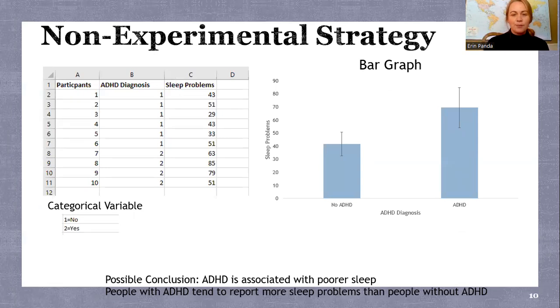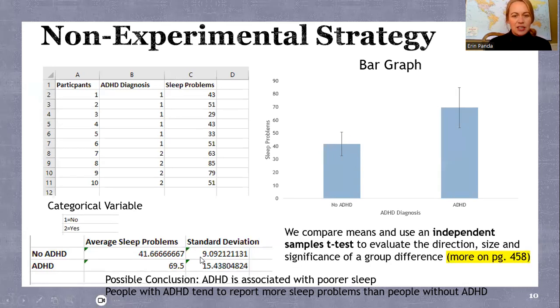Again, if we would actually do this study in real life, you would want 30 participants in each group. So if we plot those numbers into Excel, we can get these bar graphs based on the average in each group. So this is the average sleep problems in our two groups here versus here. We'd also want Excel to tell us the standard deviation. This is a measure of how much variability there is within each group. And we can plot that here using these error bars.